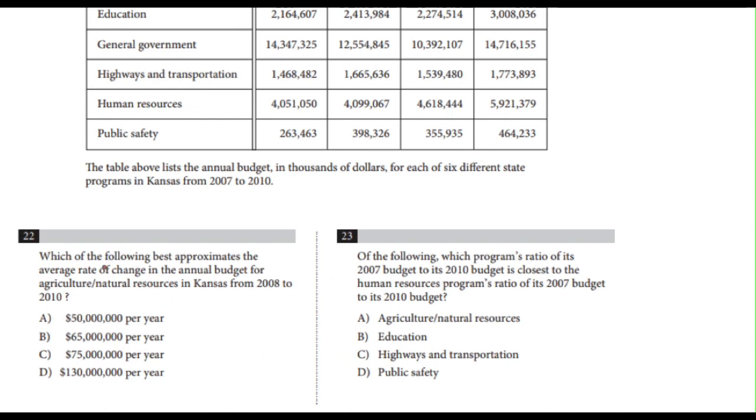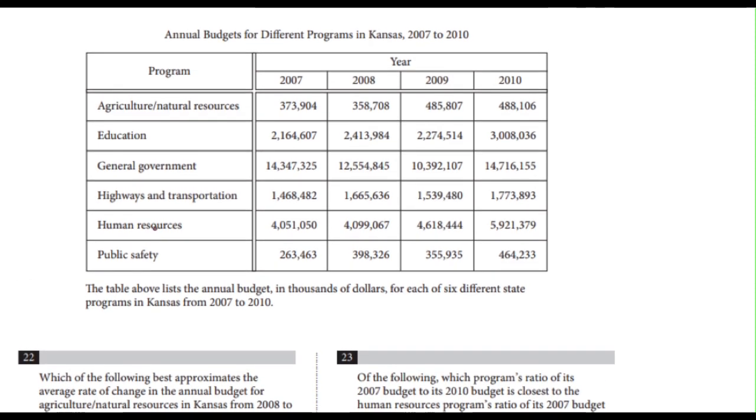So the way that we figure out the average change is we're going to figure out by how much the annual budget changed from 2008 to 2010. So we're going to go to agriculture and resources. We see that in 2008, they had a total of 358,708, and we need to subtract that from the 2010 figure, which is 488,106. And then we're going to divide this by the number of years that passed between the two dates, which is going to be 2 years.